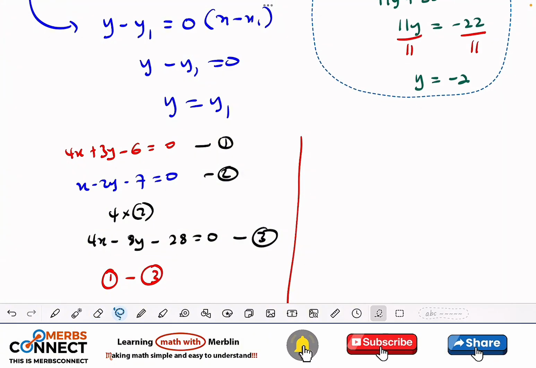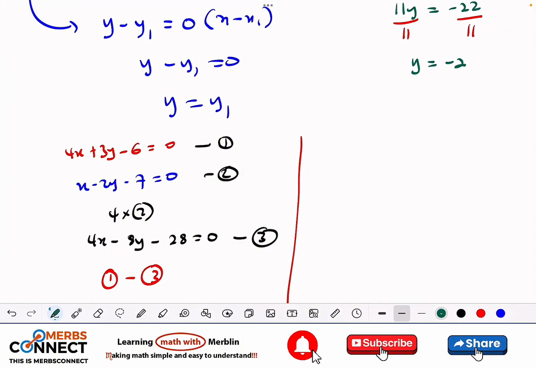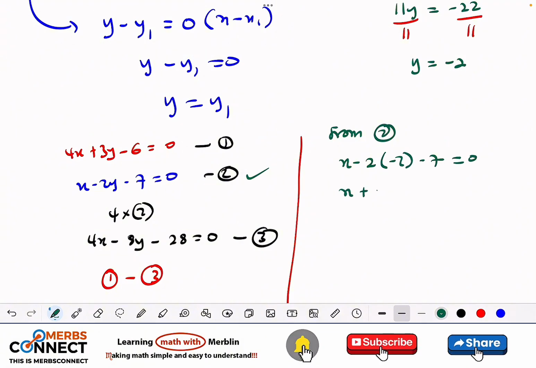Let me just shift it above, and then let's try to use, let's say, equation 2. From equation 2, we are going to have x minus 2 times y, where y is minus 2. So minus 2 minus 7 is equal to 0. So x plus 4 minus 7 is equal to 0, right? So x minus 3 is equal to 0, and x should be equal to 3.